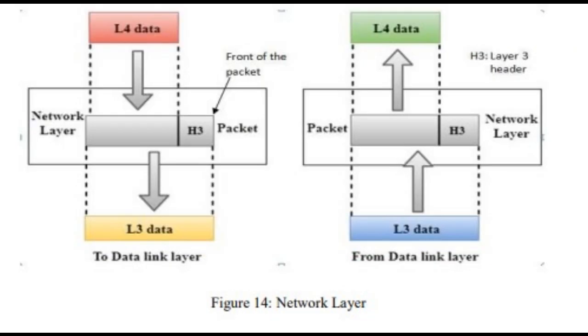DLL is also responsible for creating frames from the physical bit stream received from the physical layer on the destination side. Physical addressing: DLL includes the physical address, or MAC address, of the sender and receiver in the header of the frame. Flow control: DLL is responsible for flow control across the link.